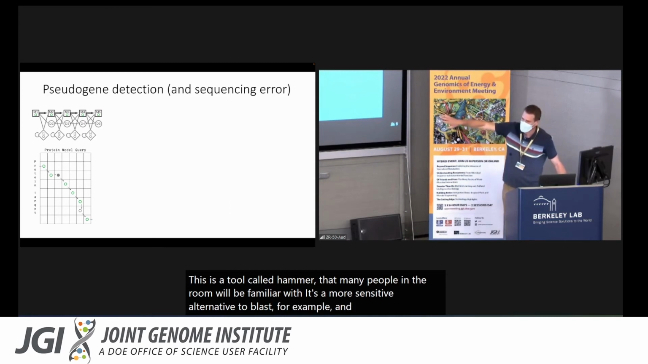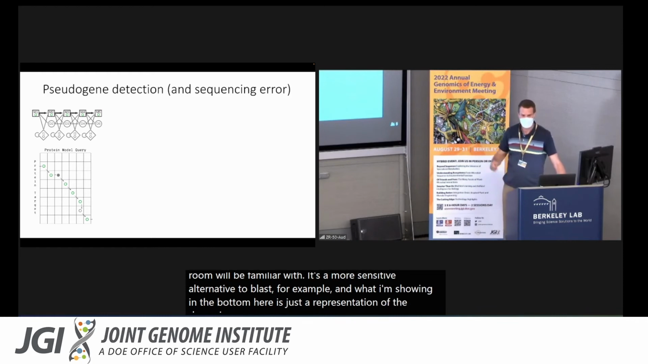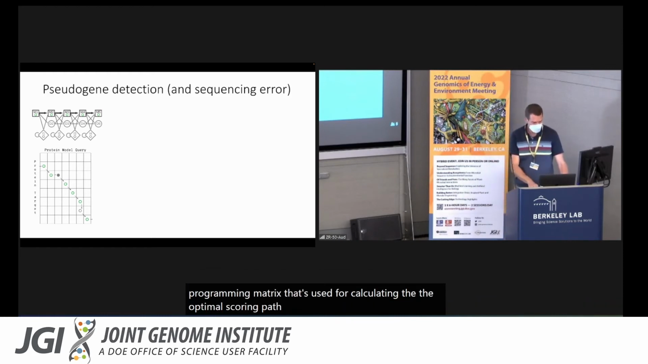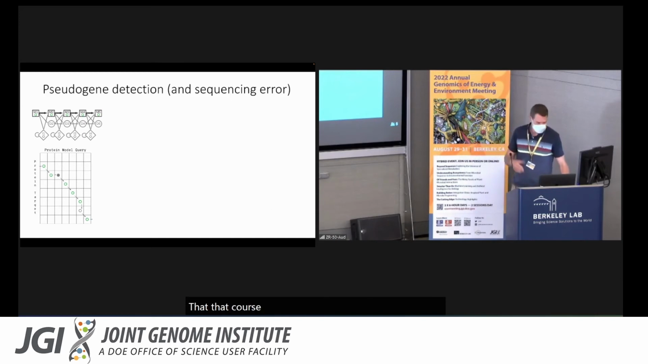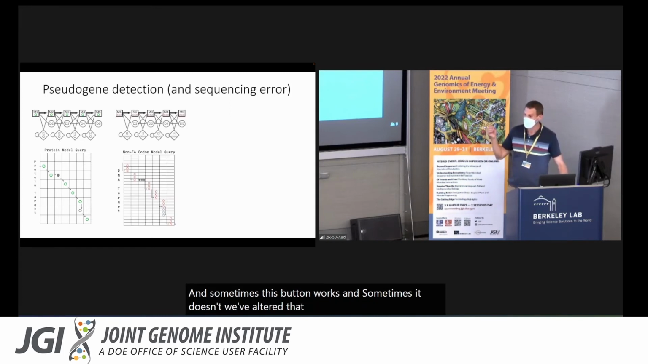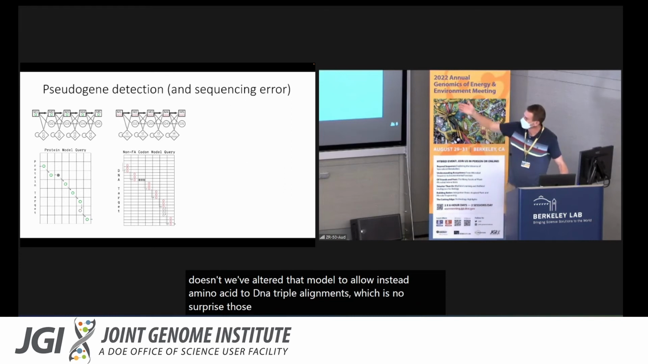And what I'm showing on the bottom here is just a representation of the dynamic programming matrix that's used for calculating the optimal scoring path that corresponds to a particular alignment. And sometimes this button works and sometimes it doesn't. We've altered that model to allow instead for amino acid to DNA triple alignments, which is no surprise. Those are codons, and it slightly changes the way the dynamic programming matrix works.